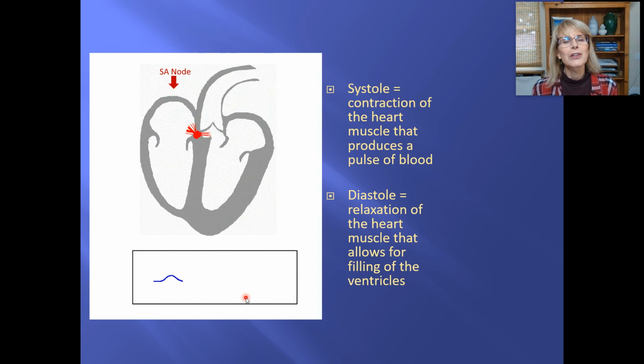We will continue our discussion of the cardiovascular system in our next video.